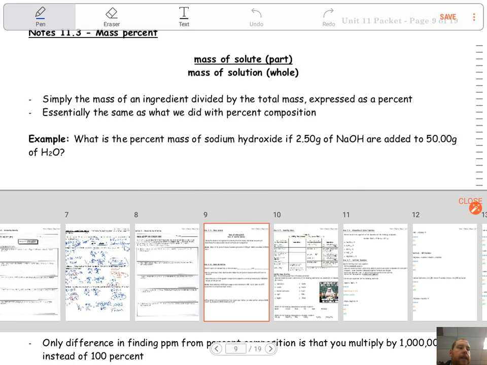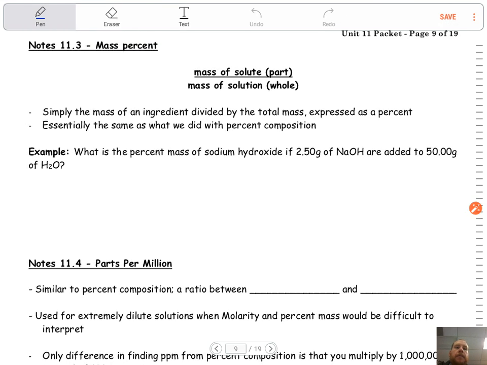So we're going to be on page 9. And this is mass percent. So we've done percentages, guys, throughout the year. It's always part over the whole, okay? And this is going to be the same thing times 100, so add that in there. But simply all we're looking at here is the mass of an ingredient divided by the total mass, and it's expressed as a percent. So it's how much of the individual ingredient we're looking at out of the whole of it.